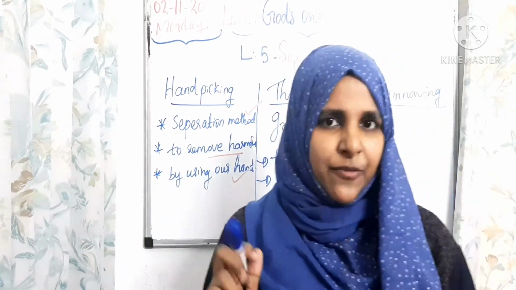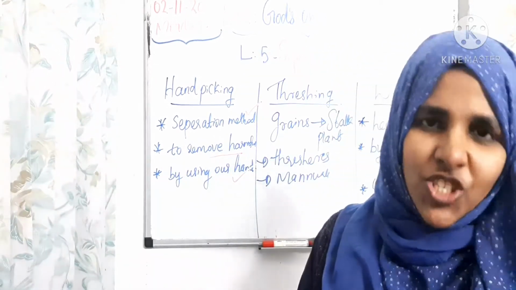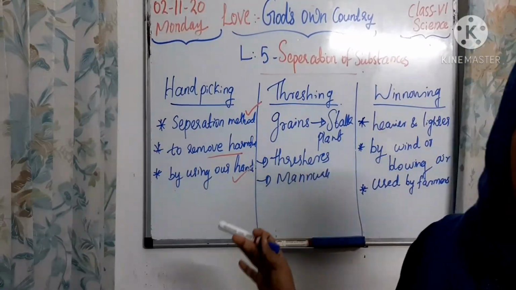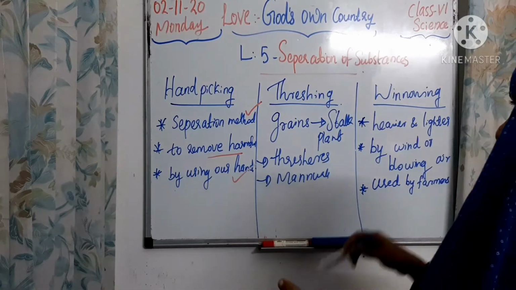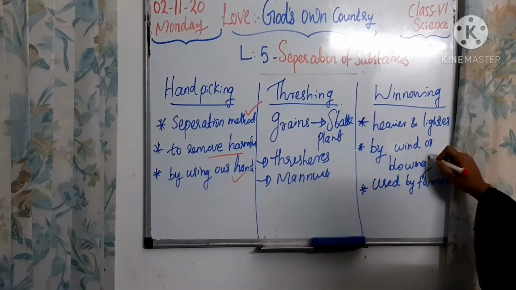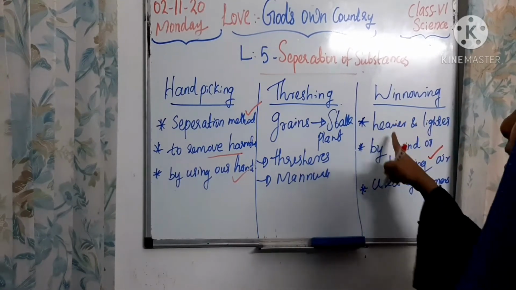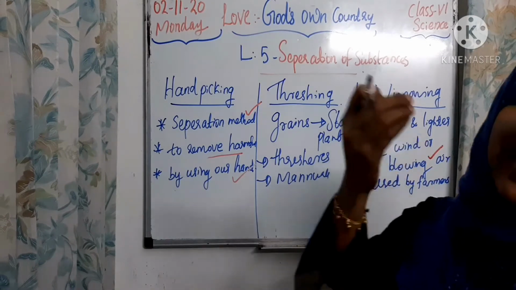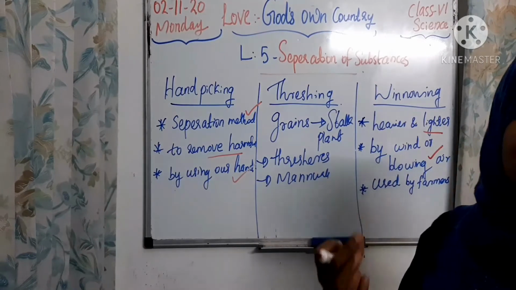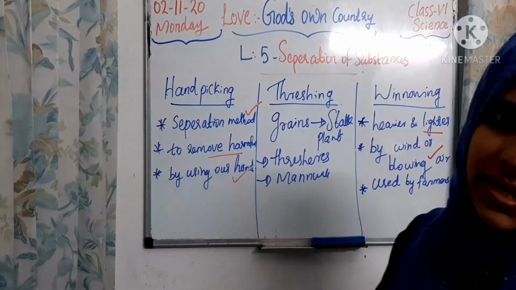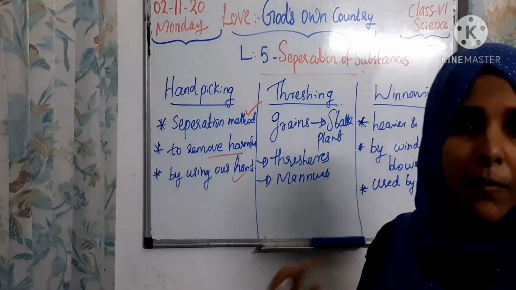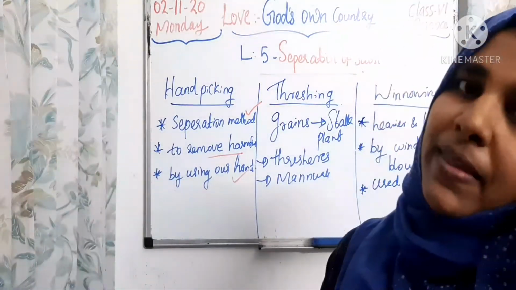Now do you understand the definition of winnowing, children? What is winnowing, children? It is the separation of heavier and lighter components from a mixture of substances by wind or blowing air. That we call winnowing. Here, heavier means the grains are separated, right? That is heavier. But what is the lighter substance? That is the husk from the grains. That process we call winnowing, and it is mainly used by farmers for separating grains from the husk.